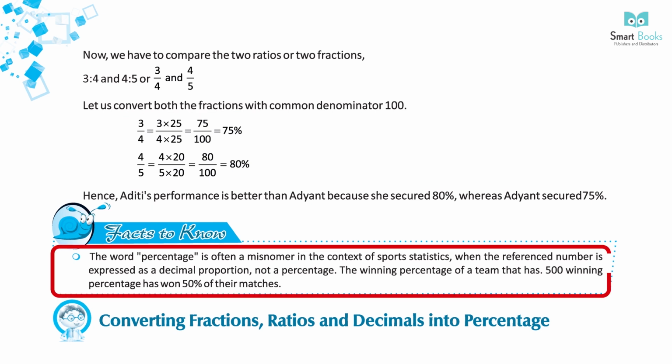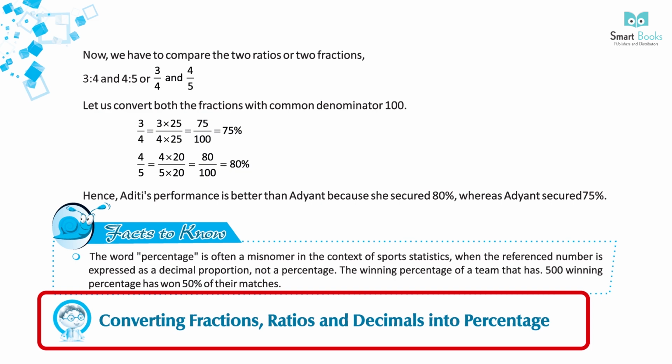Facts to know. The word percentage is often a misnomer in the context of sports statistics when the reference number is expressed as a decimal proportion, not a percentage. A team that has a .500 winning percentage has won 50% of their matches.